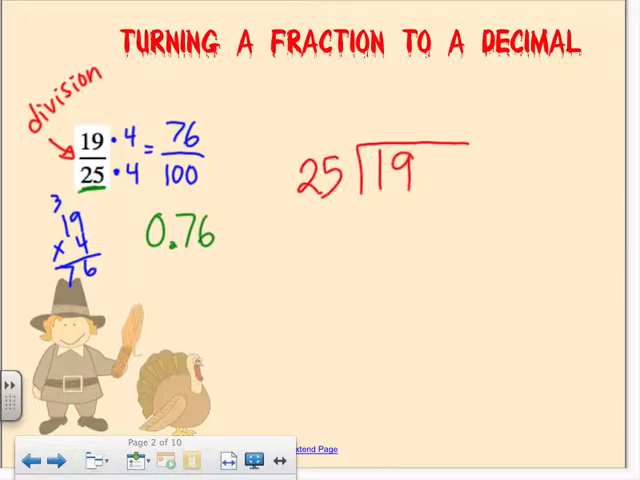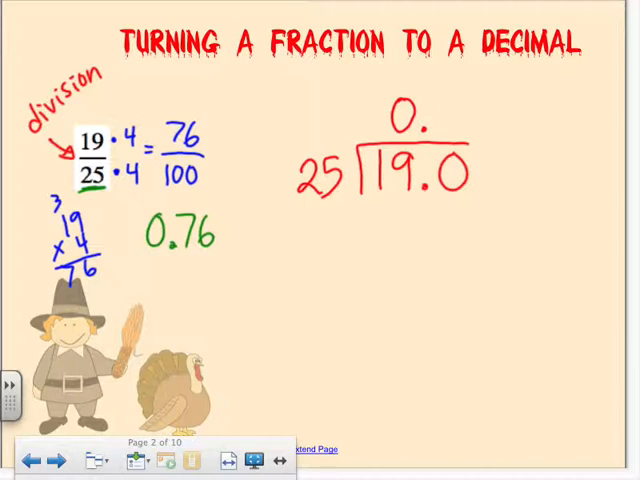Now, these are fractions, so clearly they're going to be less than 1. So 25 doesn't go into 19 at all. And we're turning it into a decimal, so I'm going to add that decimal point in there. So now I want to see how many times 25 goes into 190. Luckily, we have a little bit of a cheat here because we see it's 7. But you could also just try trial and error.